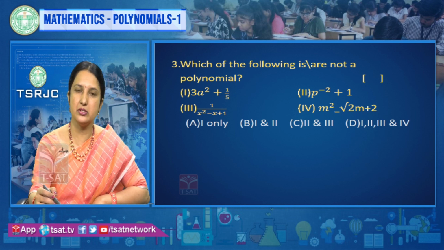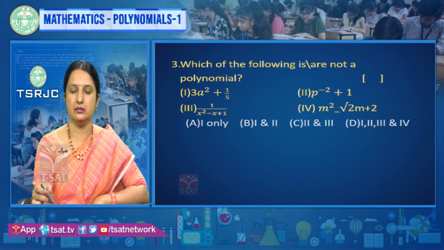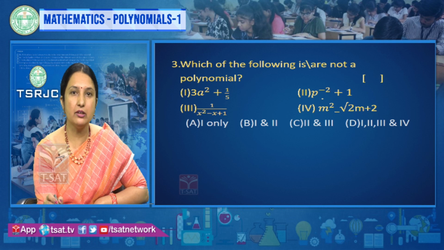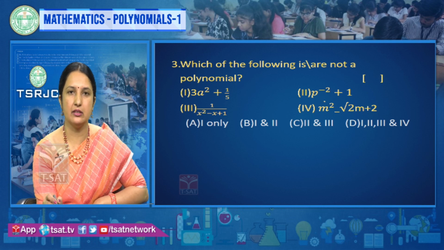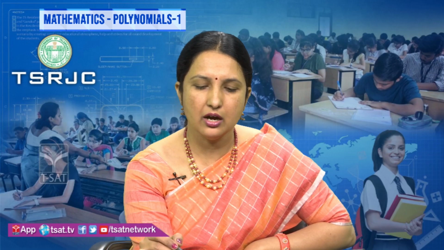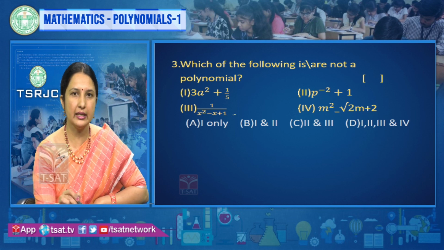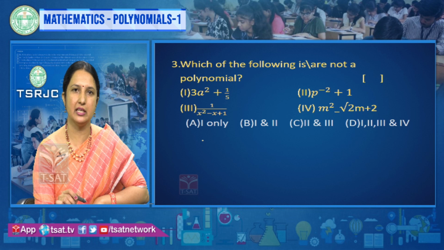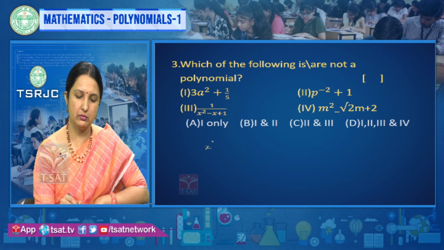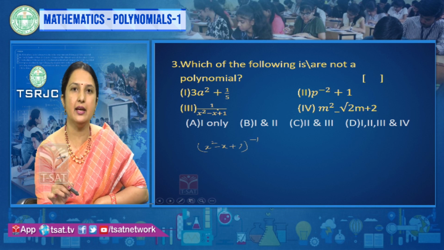Then in the second case you see p power minus 2 plus 1. So, p has a negative power. A negative number is an integer. In powers we should get only whole numbers. Whole numbers start from 0. Negative numbers do not come under whole numbers. So, option 2 is not a polynomial. And see the third one, it came in the denominator. The polynomial came in the denominator, that means the whole power is minus 1: x power 2 minus x plus 1 whole power minus 1. So, this is also not a polynomial.